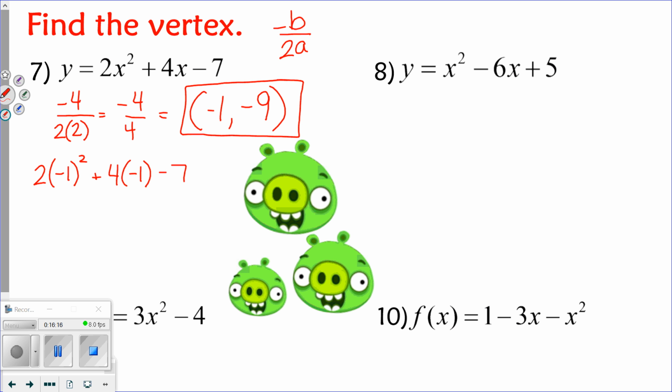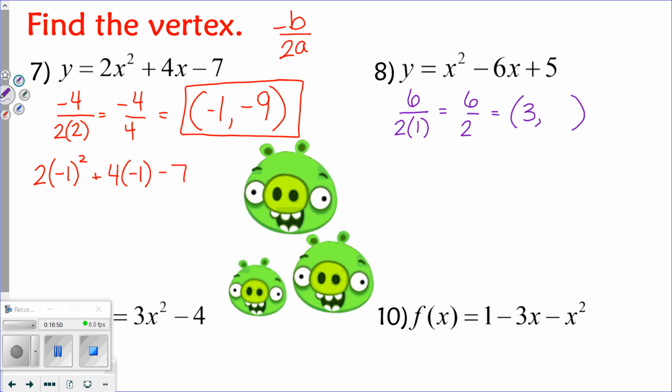All right, what about number 8? What's negative b? Good, it's going to be a positive 6 over 2 times what's a? 1. So that's 6 over 2, which is 3. Will that number always come out nice and pretty? No. Can it be negative? Yes. Obviously, number 7 was negative. Could it be a fraction? Yeah, it can be. All right, so don't panic if you get a fraction there.